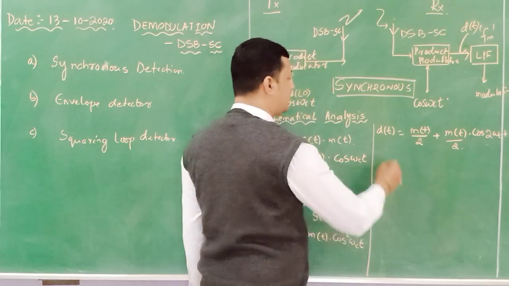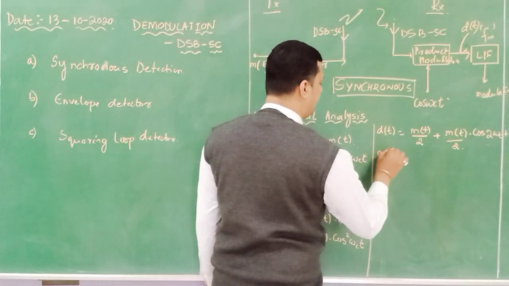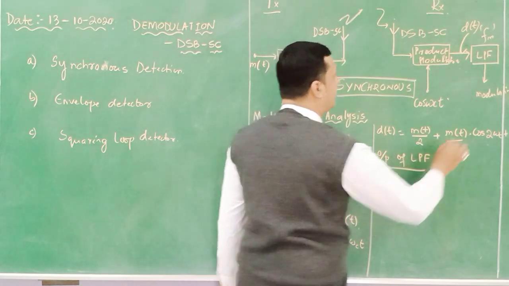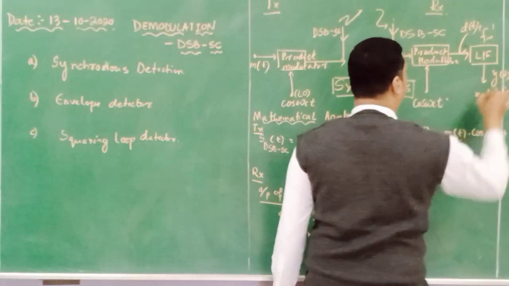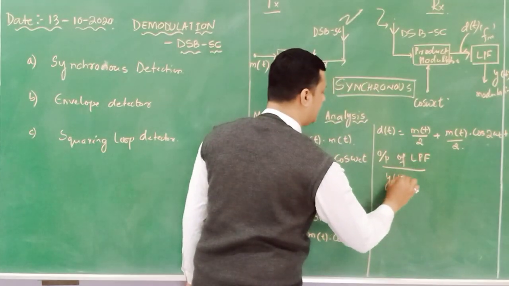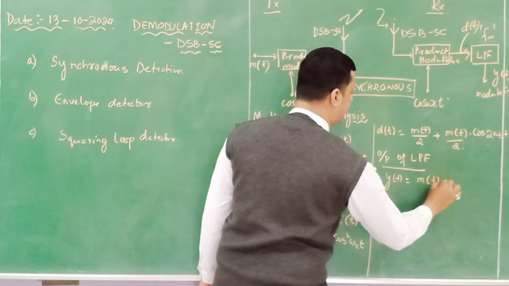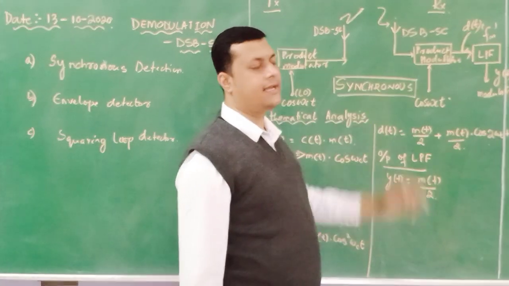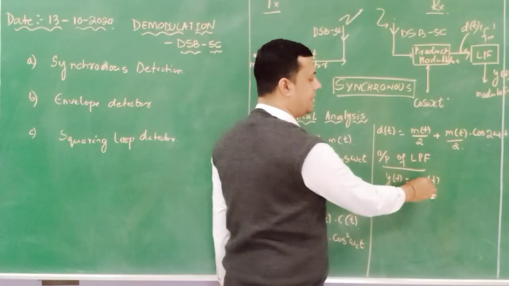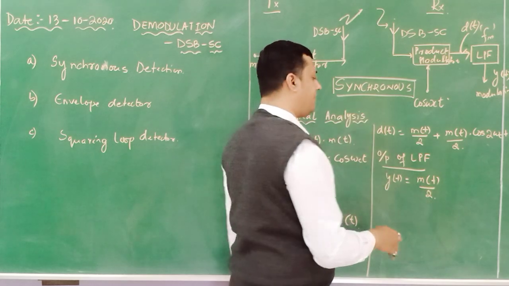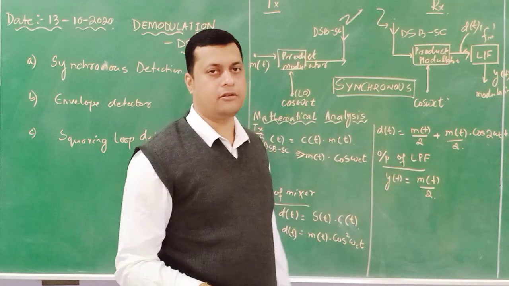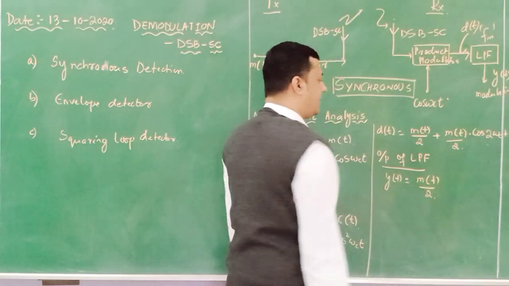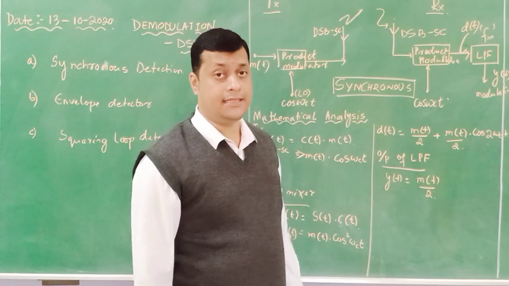That we will see. So when D of t is passed through the LPF, I will write the output of LPF. Let us consider this is Y of t. So y of t is equal to m of t divided by 2. So this is the output of this synchronous detector, which is the modulating signal. The amplitude is reduced by half. Later on we can increase the amplitude with the help of an audio amplifier. So this is my detection with respect to the mathematical analysis in time domain.